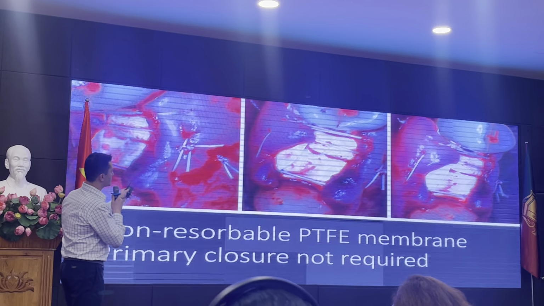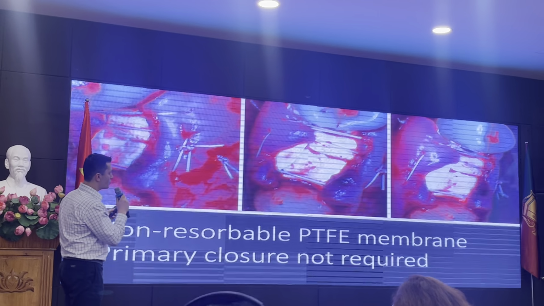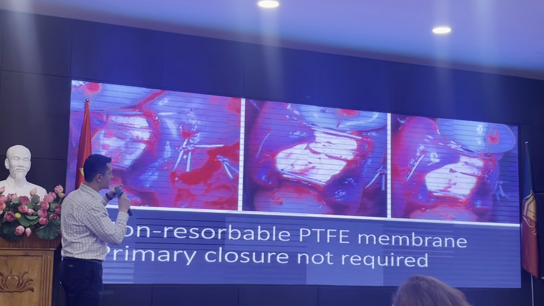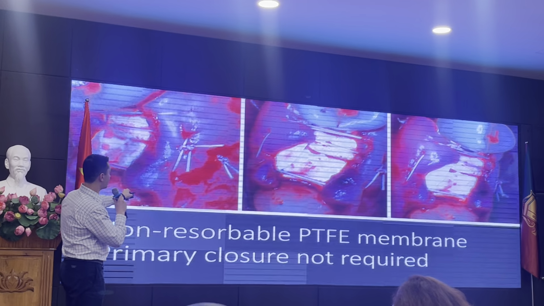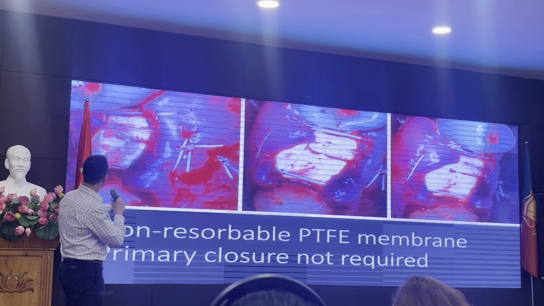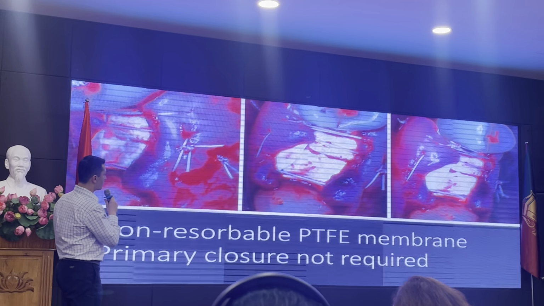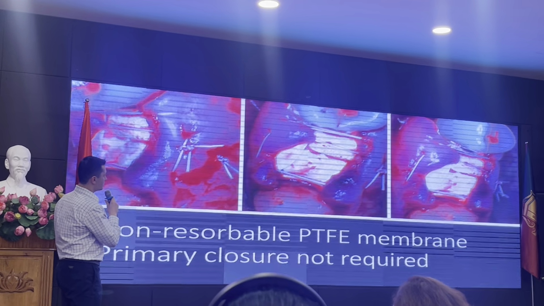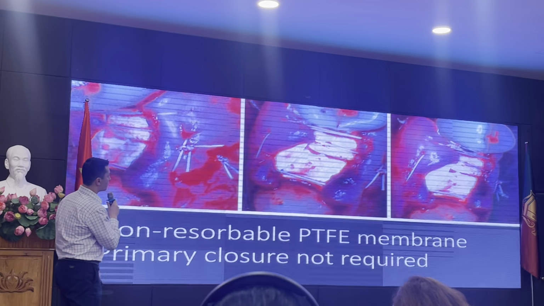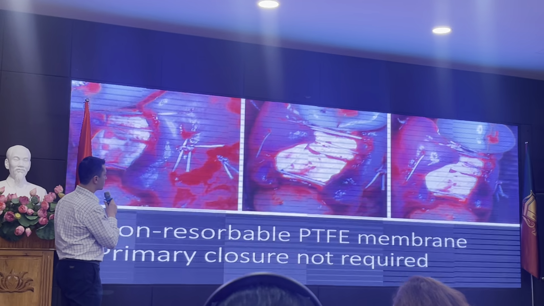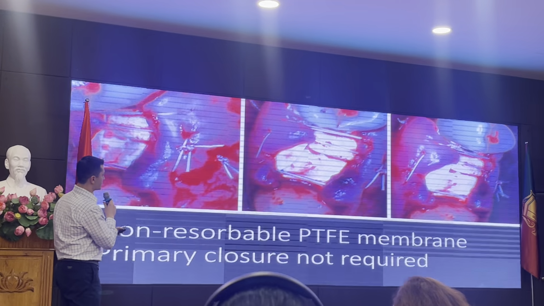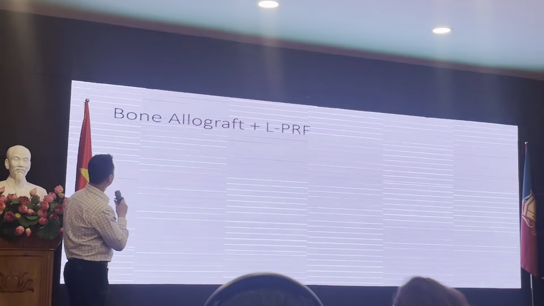This was such a large defect that I actually took two membranes and stitched them together. So that's why you see some of it is flapped over right here. And we didn't have to achieve primary closure here. And so that's why we use the PTFE membranes. You don't have to get primary closure. And we stabilized.